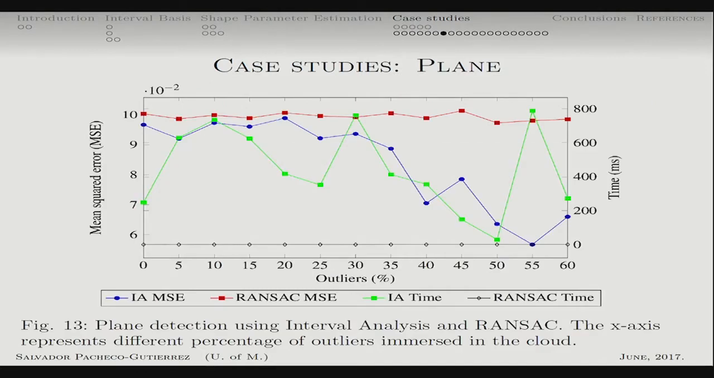Again, here is a comparison that we did. Something that I forgot to mention: for doing this comparison in particular, we cannot use the interval itself, we use the midpoint of the parameters that we got. As you can see, the mean square error of the interval analysis is always smaller than the one in RANSAC, again for the midpoint. But again, we have this times larger still.